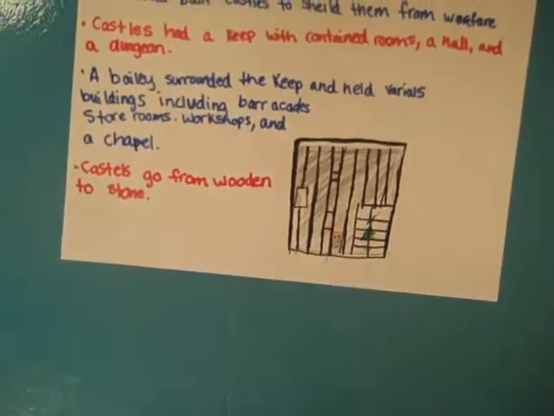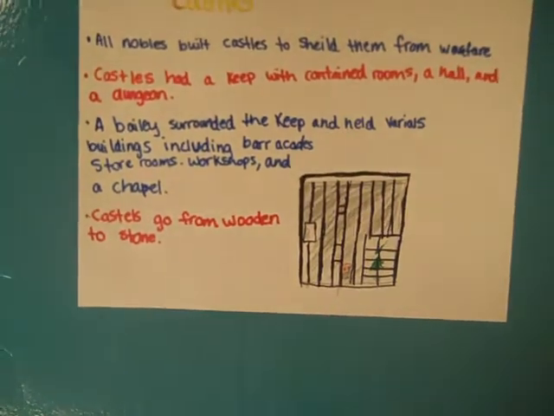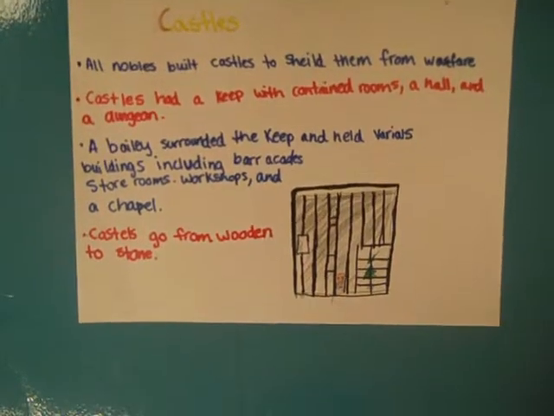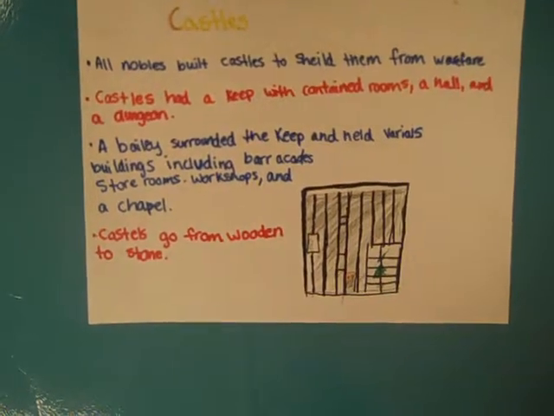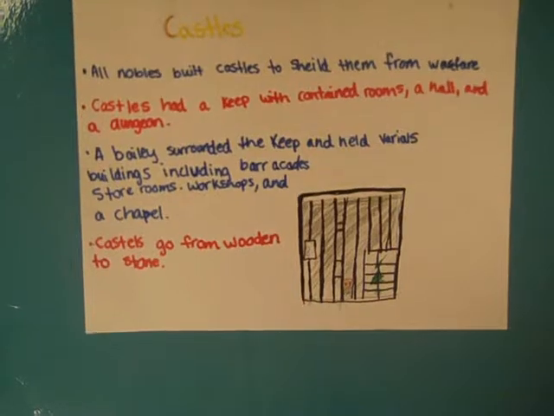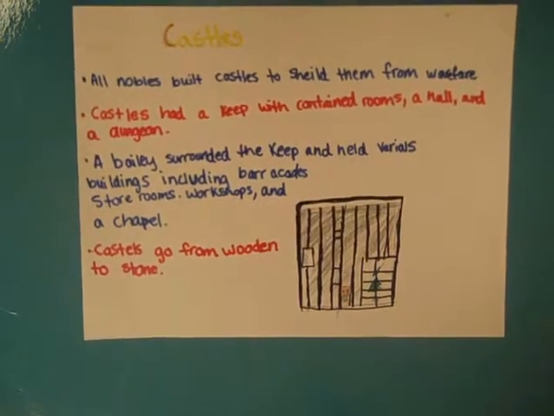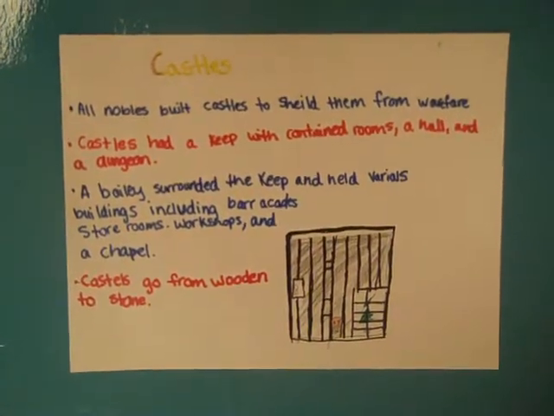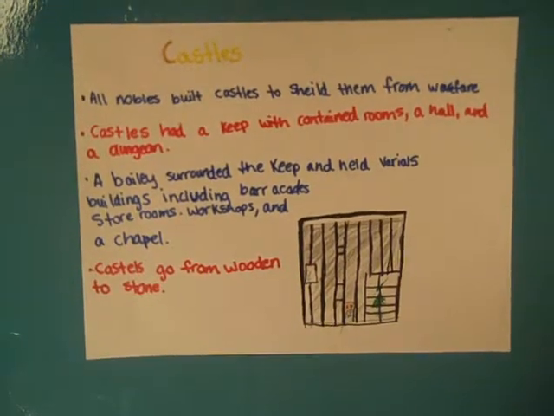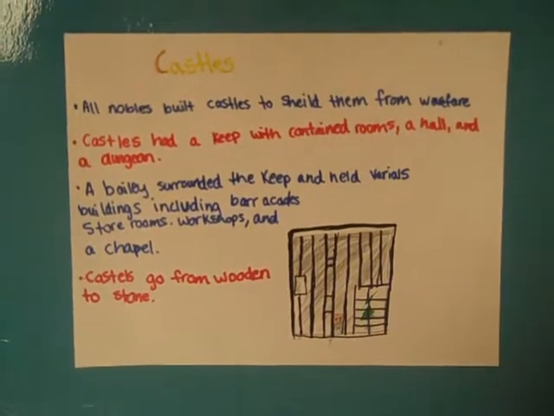Castles. A noble built castles to shield them from warfare. Castles had a keep containing rooms, a hall, and a dungeon. A bailey surrounded the keep and held various buildings, including barracks, storerooms, workshops, and a chapel. Castles went from wooden to stone. This slide is of a jail cell in the dungeon part of a castle.